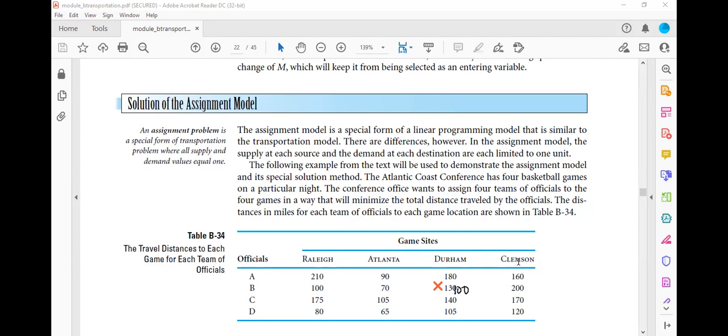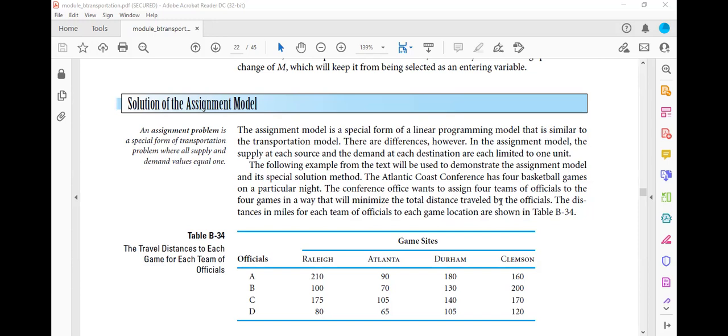Okay, so of course, if there's a basketball game, there should be an official. So there should be an official who will oversee the conduct of the basketball games. So meron tayong 4 officials, si A, B, C, D. So ang problem natin dito is whose official will be sent in Raleigh, who will be sent to Atlanta, who will be sent to Durham, and who will be sent to Clemson. Okay? So yun ang tanong. Si A, saan siya papadala? Will he be sent in Raleigh, Atlanta, Durham, or Clemson? Ang target dito is minimize the total distance traveled by the official. So yun, kaya siya tinawag na assignment.